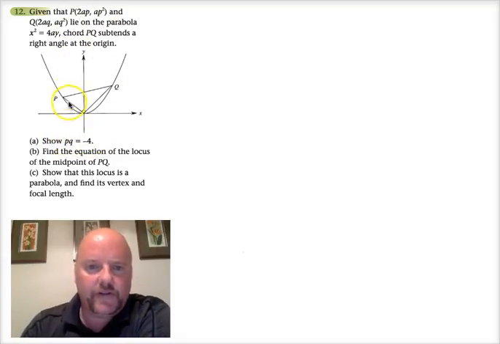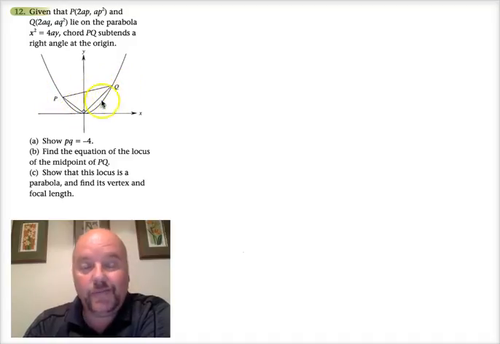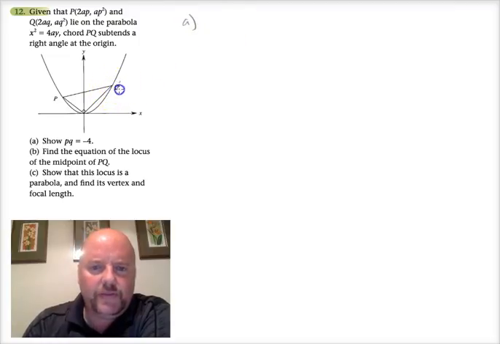Now, this is a slightly different question than before. We don't know it goes to a particular point, but we do know it's at right angles at the origin. So that means this gradient times that gradient has got to equal minus 1, so I reckon I'm going to find that useful. So let's get an expression for that gradient and find the product of them. So part A, this point here is 2aq, aq squared, and this point over here is 2ap, ap squared.